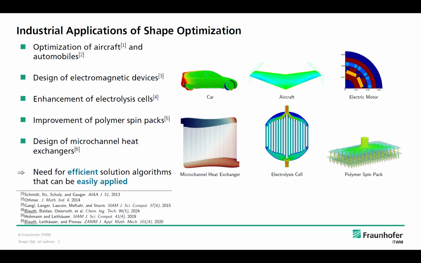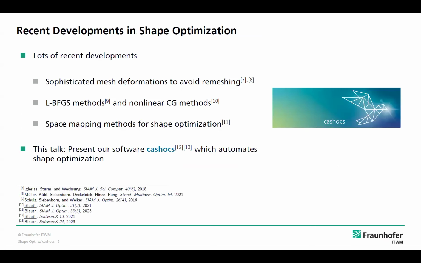What all of this has in common is that applications coming from industry are quite complex, and we need efficient solution algorithms that can easily be applied to tackle these. And if you're familiar with shape optimization, you will know that in recent years there have been many developments to facilitate such efficient solution algorithms, for example, the work of the group of Volker Schulz and so on. And we have also done some work in this direction. And today I will present you cashocs, which implements many of these things and makes it easy for you to use.